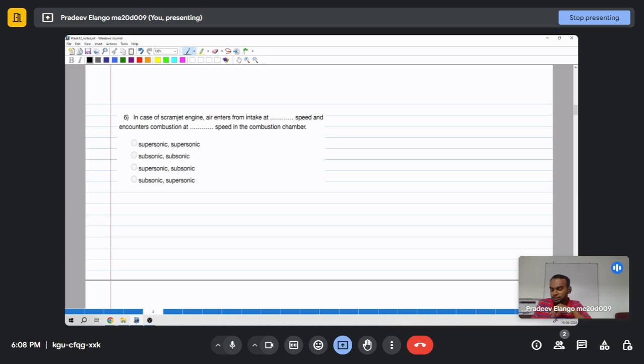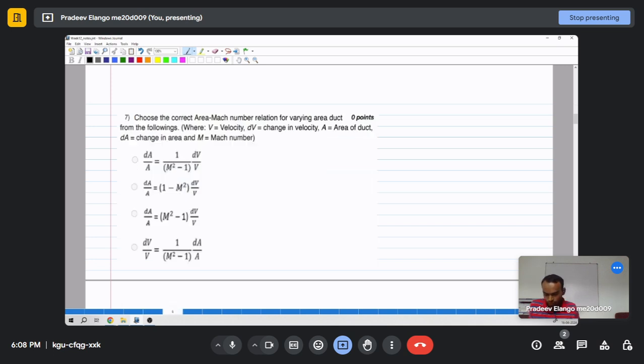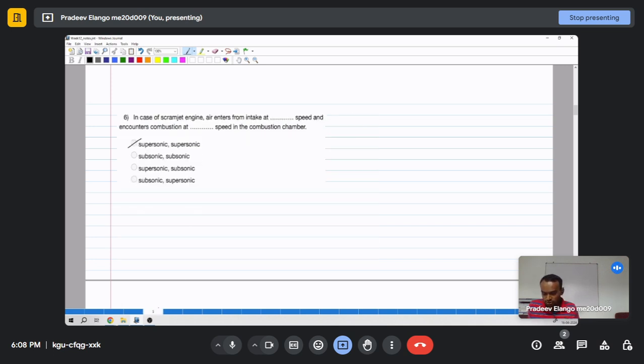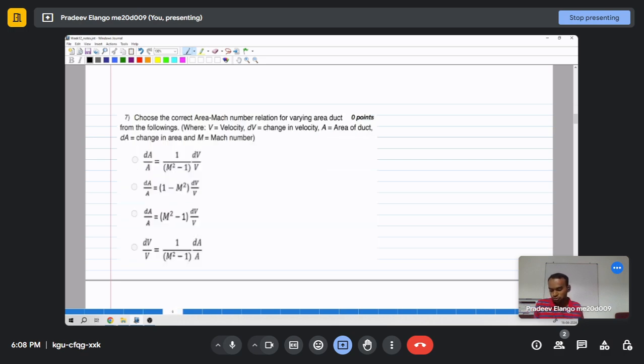So in case of scramjet engine, the air enters at a supersonic speed and the combustion also will happen with supersonic speed. Only for ramjet it is subsonic and not supersonic. Choose the correct area Mach number relation for varying area duct. So here we can see both option C and D are correct.